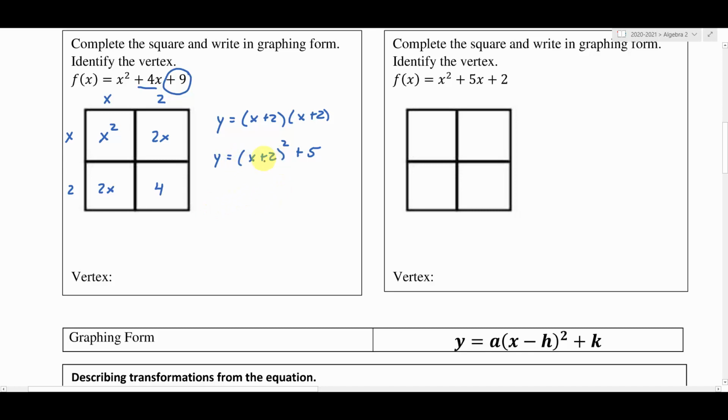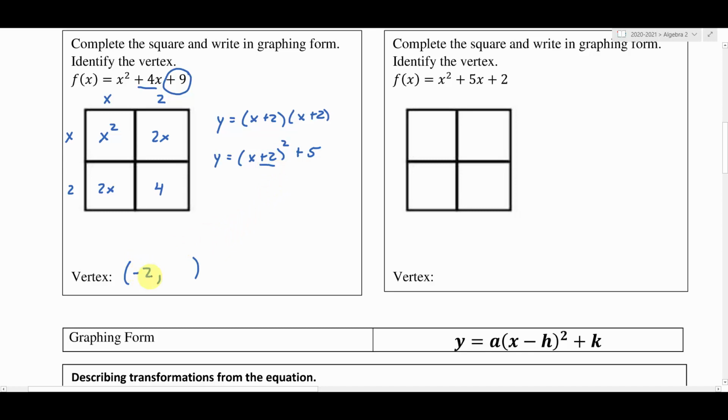Okay, now once we're in graphing form, we want to identify the vertex. Remember, the vertex is that minimum or maximum on our parabola. So it's going to be a point, right? And we can find that point by looking at the horizontal and the vertical translation of our parabola. Notice that we have a plus 2 here. That means our vertex moved to the left 2.